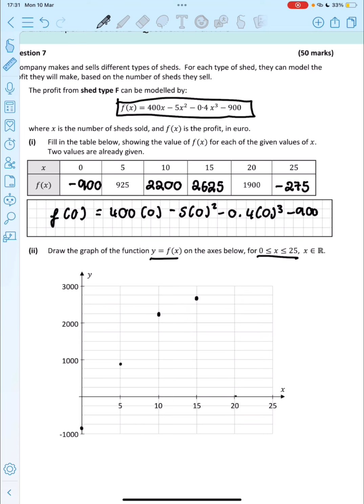Then we have 20, we're now at 1,900. So somewhere along there, and then we're back down to minus 275. So around there. And then we're just asked to draw a line. You'll draw one more accurately than me, but it looks something like that.